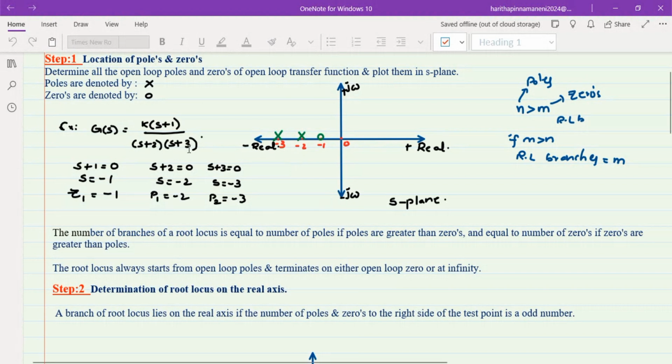See here we have 2 poles. So root locus branches will start at pole number 1, that is at minus 2, and the branch of that root locus will end at the zero, that is at minus 1. Next we have the second pole. Root locus branch will start at minus 3, but we have no other zero, only one zero. Then the root locus branch will terminate at infinity. If poles are 2, zeros should also be 2, then only the root locus branches will terminate at the zeros. But here the number of poles is greater, therefore the root locus branch will terminate at infinity.